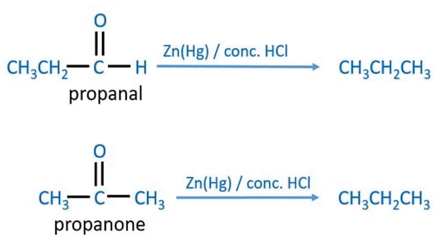The previous examples were aromatic. Now this is aliphatic. Okay, whether it is aliphatic or aromatic, using zinc mercury HCl combination, we will easily convert the C double bond O into CH2.